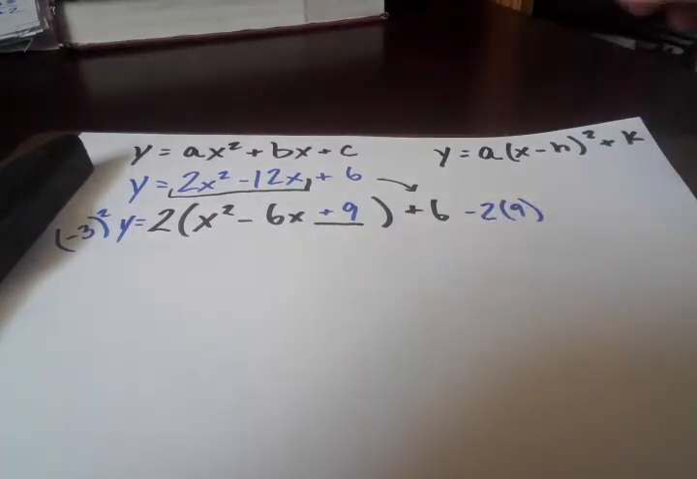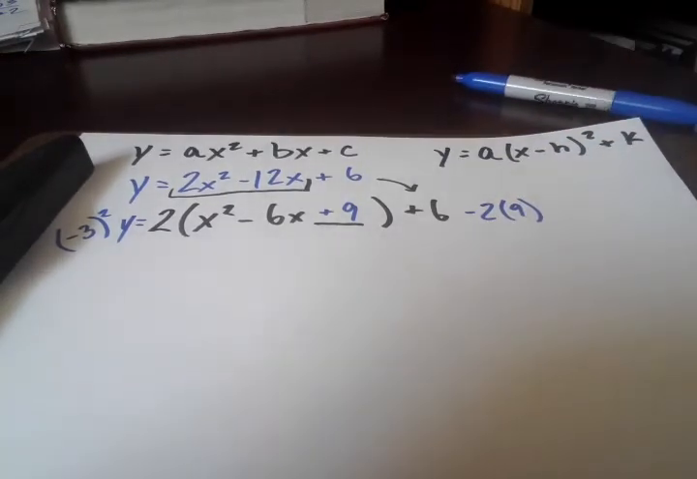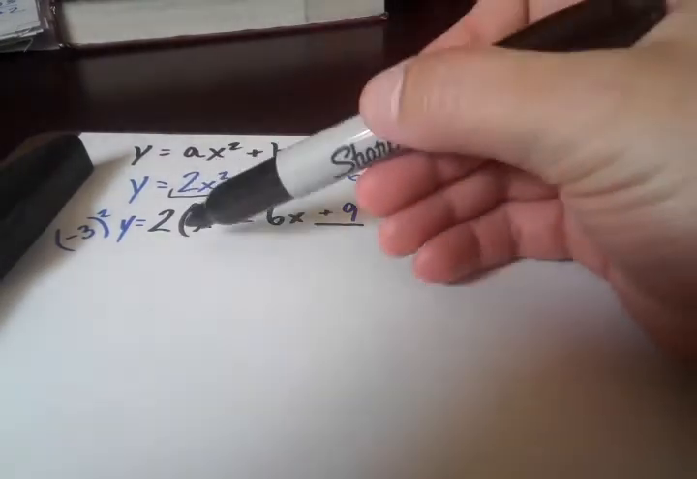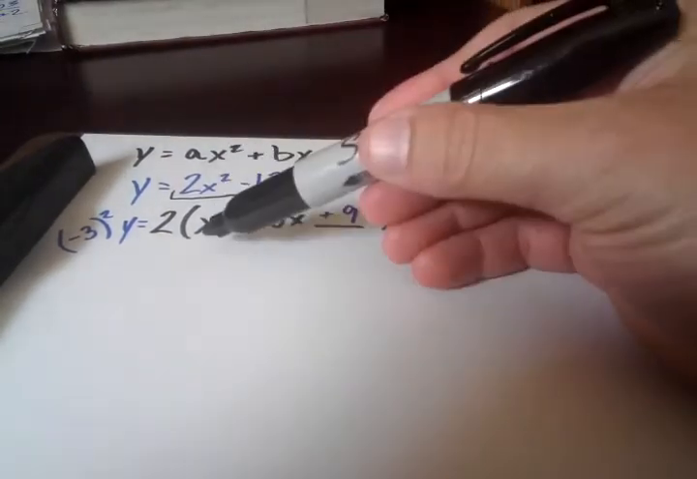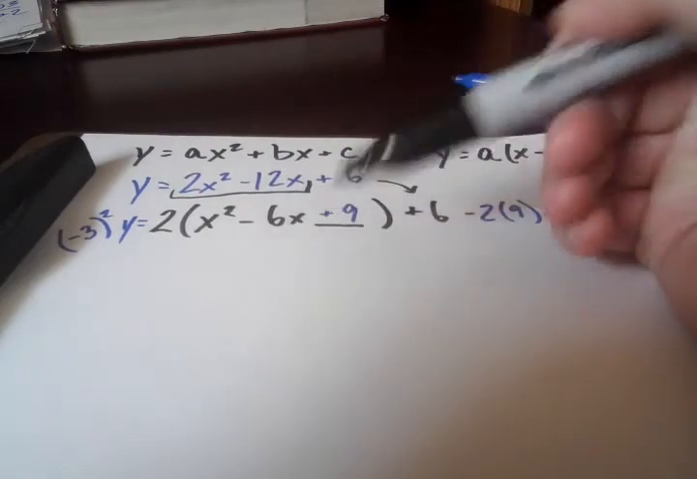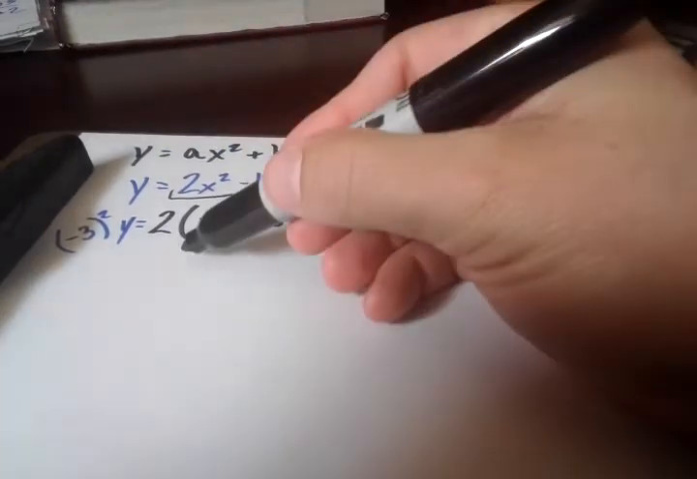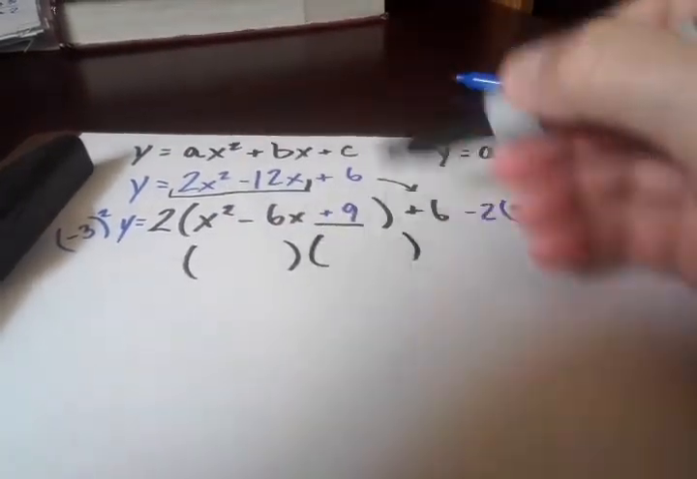All right, and we'll get there in a second. So this trinomial, the reason it's called complete the square is because this trinomial is a perfect square. All right, and if you factor that, you'll see what I mean.